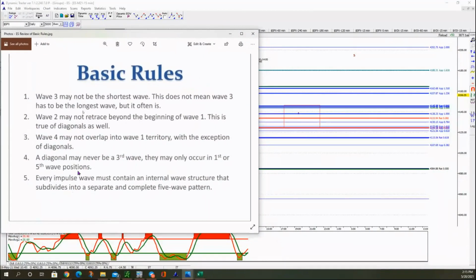Every impulse, and by the way, these diagonals, if they're in the first wave, they're an ABC. If they're in the fifth wave, they're an ABC. Every impulse must contain an internal wave structure that subdivides into separate and complete 5 waves. And we've showed you guys that with the fractals. Everybody get that? Okay, question.